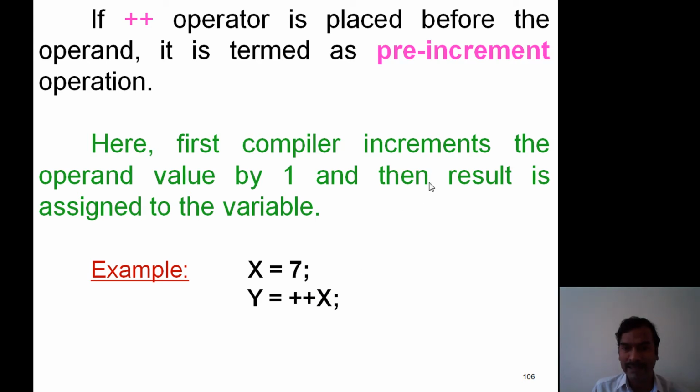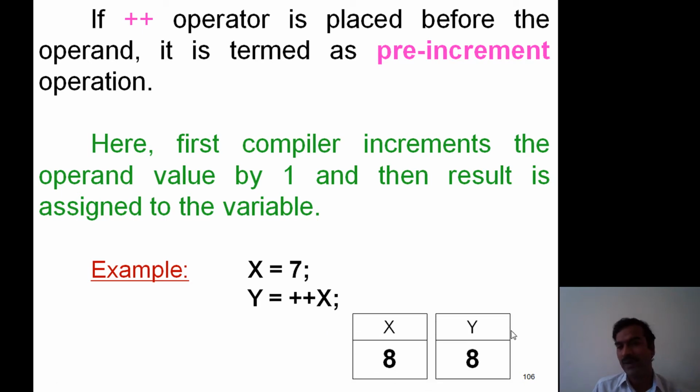And then the result value is assigned to the variable. Here the value is assigned to the variable y. Hence 8 is assigned to y. Now finally x value is 8 and y value is 8. Now, observe these two values. X value is 8 and y value also 8. This one, pre-increment operation.